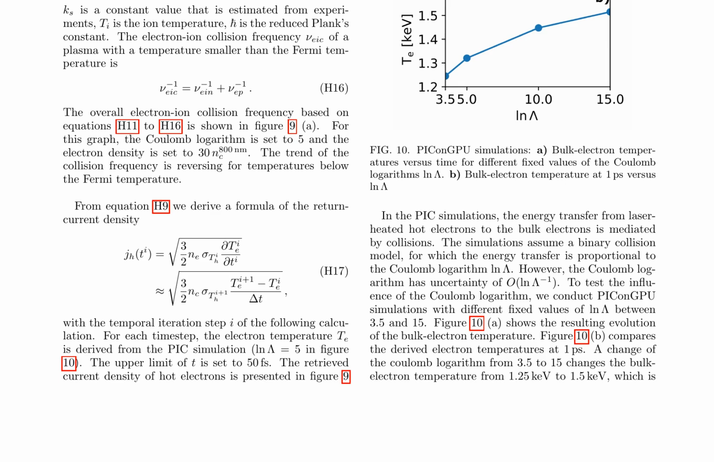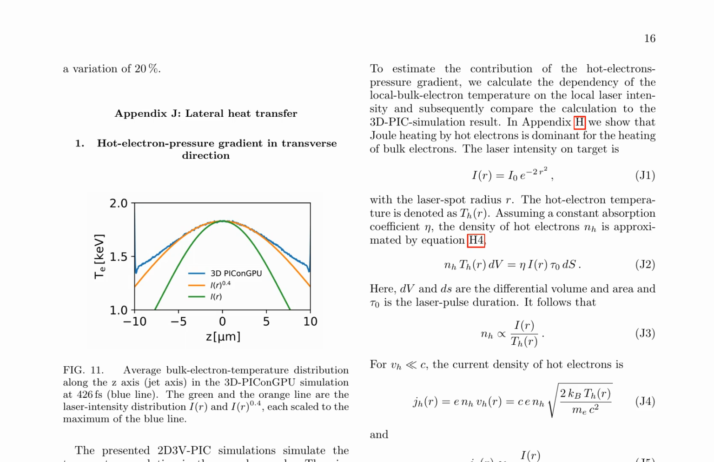The effect of the Coulomb logarithm on the bulk electron temperature is investigated using PIC simulations with varying Coulomb logarithm values. The results, shown in Figure 10, indicate a 20% variation in the bulk electron temperature when the Coulomb logarithm changes from 3.5 to 15.